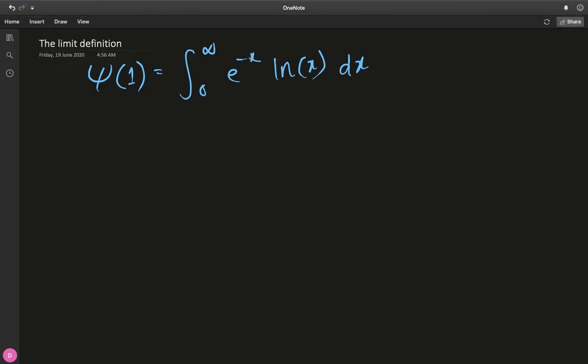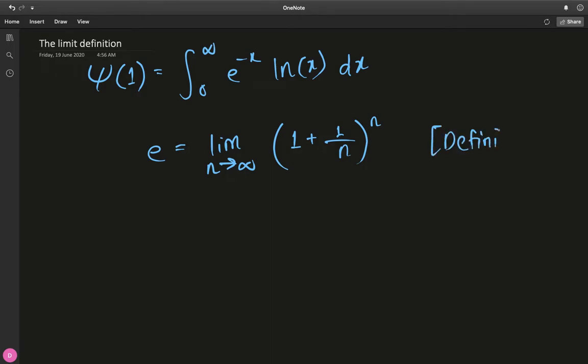Now we have this e raised to negative x, this exponential factor. I urge you to look at what e was. In terms of limits, e can be represented as the limit as n goes to infinity of 1 plus 1 over n to the nth power. This is just the definition of e, right? And I believe it was Euler who discovered e. That's why e is Euler's constant.